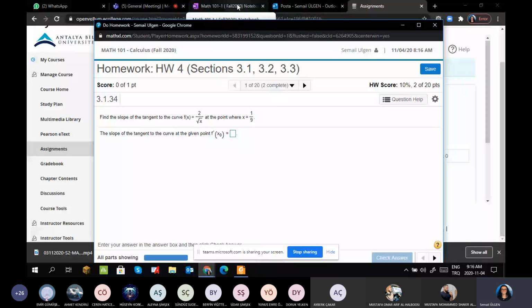Okay, let me copy this down. 2 over square root of x, and the point x is 1 over 9, and they're asking about the slope of the tangent to the curve at the given point. This is the slope of, which is f prime of x0. Slope of the tangent line to the curve at the given point. They are asking you the derivative actually at x0. x0 is 1 over 9. The way they state the question is kind of misleading because they are expected to.